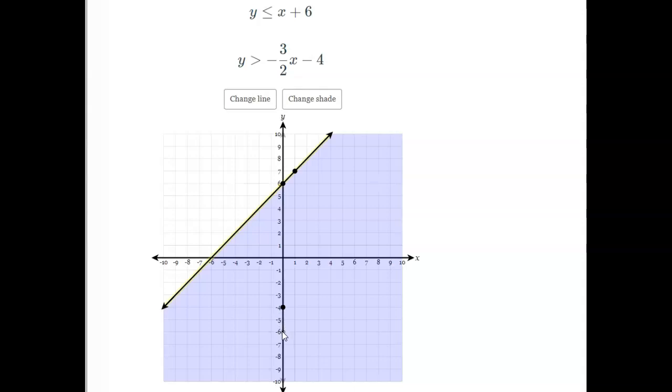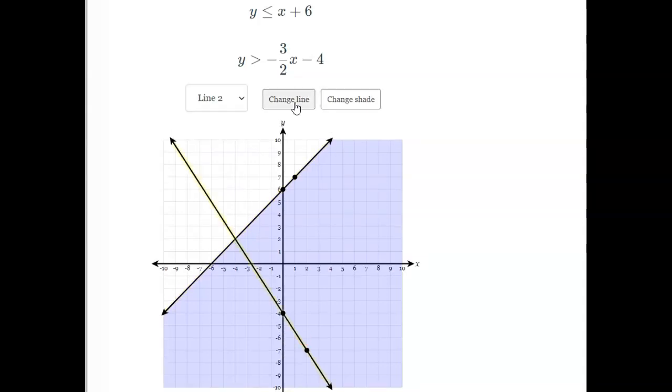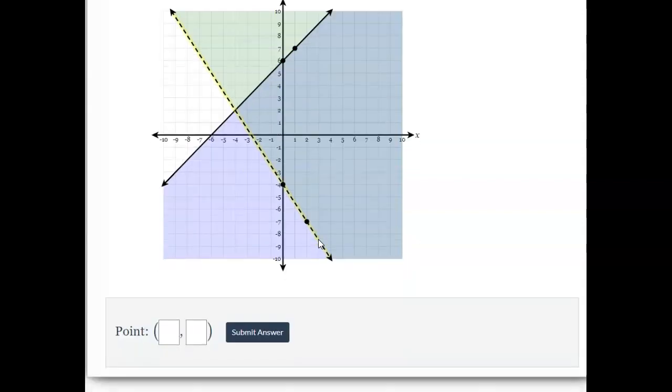Down 3 and over 2. This line is dashed, and y is greater than, so we shade above. So my region of overlap or solutions area is this area right here, the darkest area. So when you're doing these on paper, you need to make sure one area is significantly darker than the other.